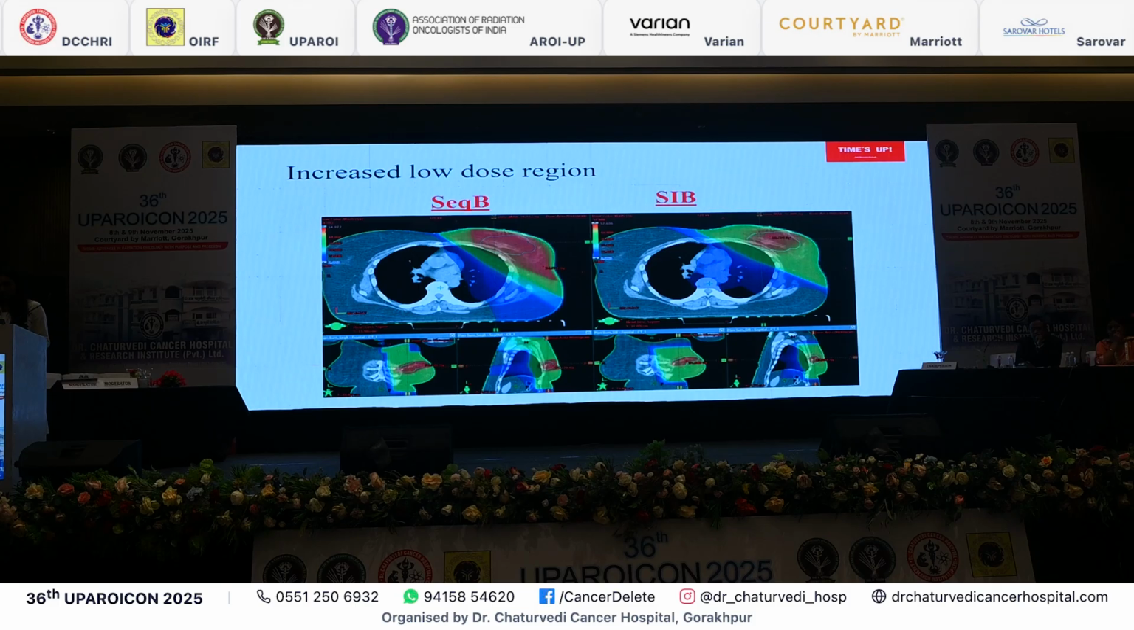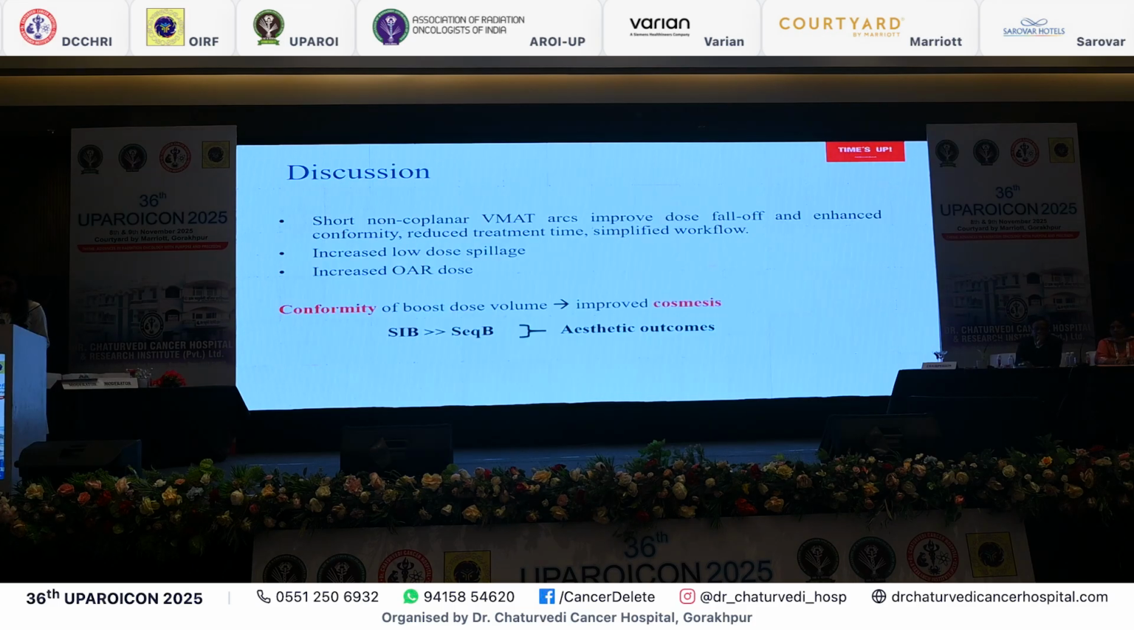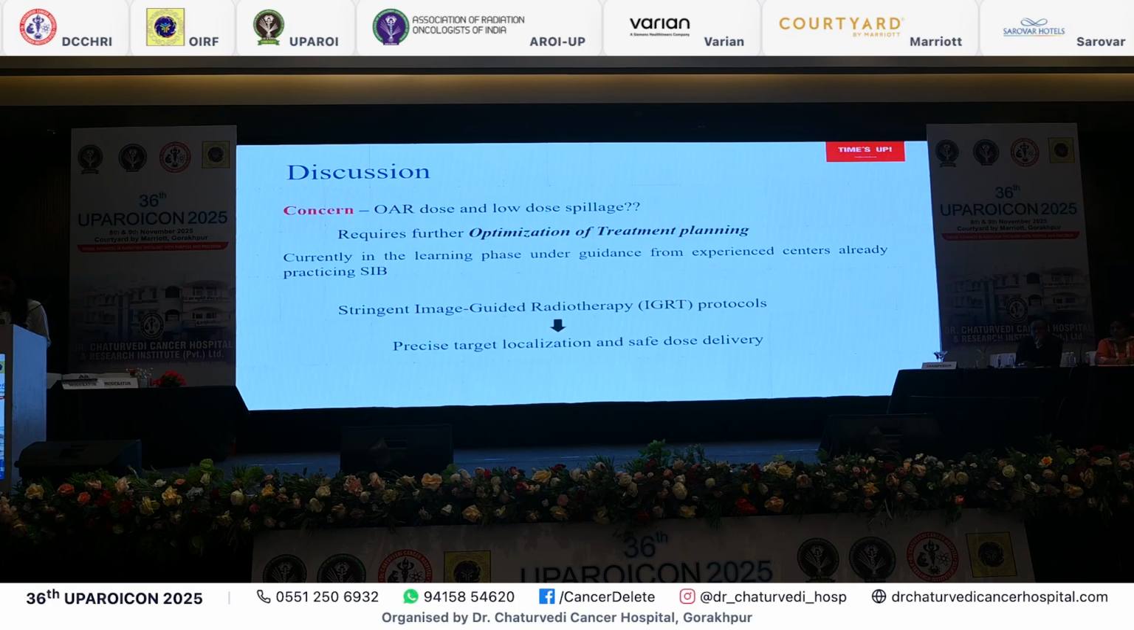Here is a diagram of the low dose spillage. You can see the low dose spillage is more in the case of the SIB. So the conformity to the boost volume includes the boost effect. That means in aesthetic outcomes, the SIB was better than the sequential boost. Whereas our concern is the low dose spillage, and for that we need further optimization of the treatments.